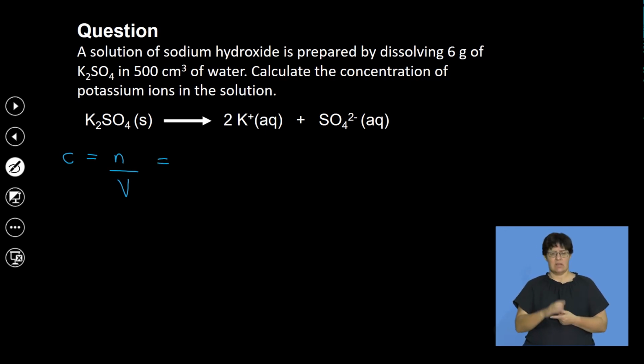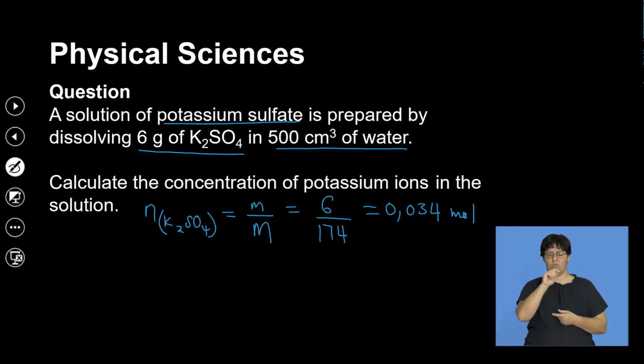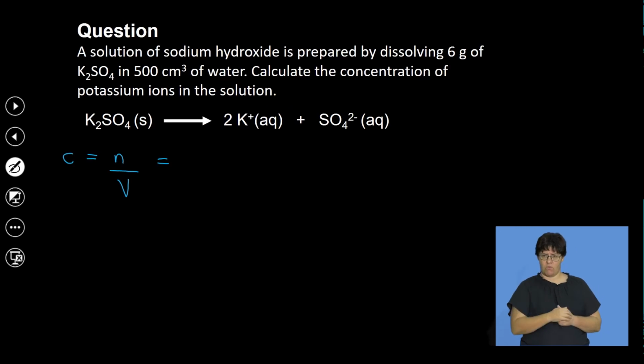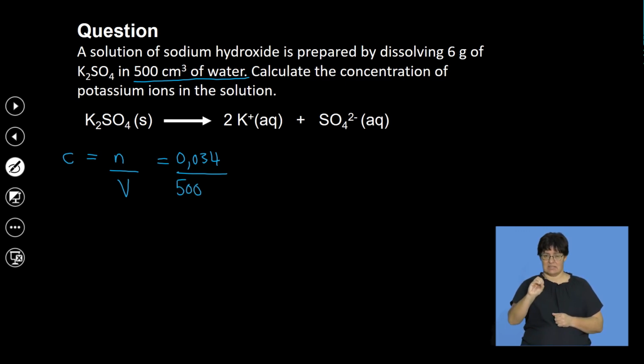So what do we have here? We've got 0.034 moles, 0.034 divided by the volume, but this volume is given in cubic centimeters. So it's going to be 500 multiplied by 10 exponent minus 3. This is the conversion, because for every cubic decimeter, there are 1,000 cubic centimeters. So what's the concentration of potassium sulfate?